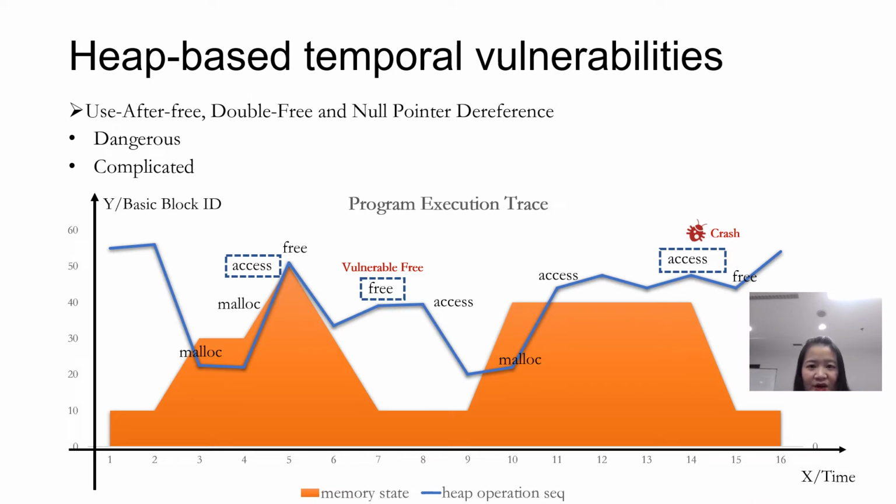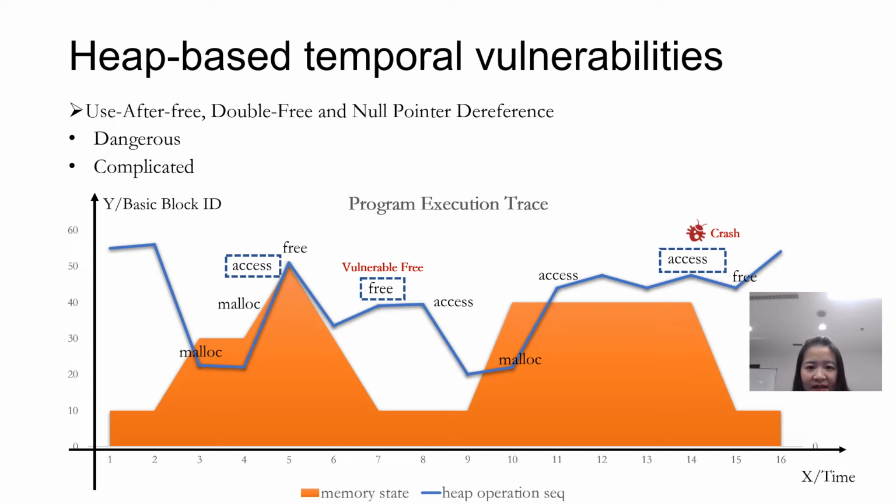Memory corruptions remain a significant threat to software systems. Heap-based temporal vulnerability in this work means use after free, double free, and null-pointer dereference, which are among the most common types of memory corruptions. To better understand them, we show their occurrence process in the figure.